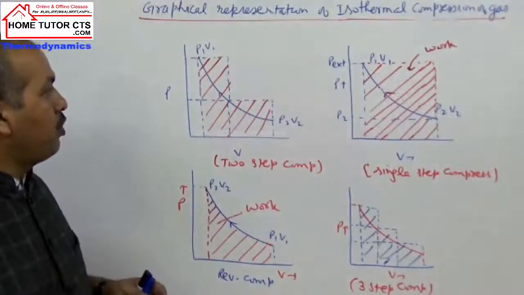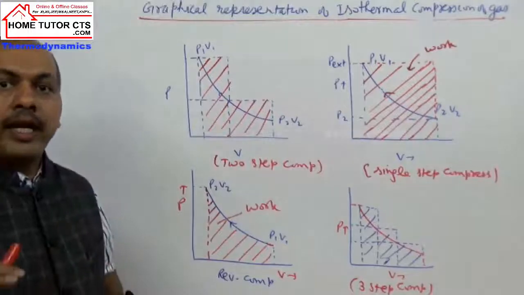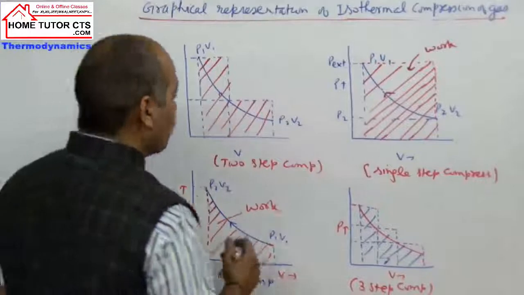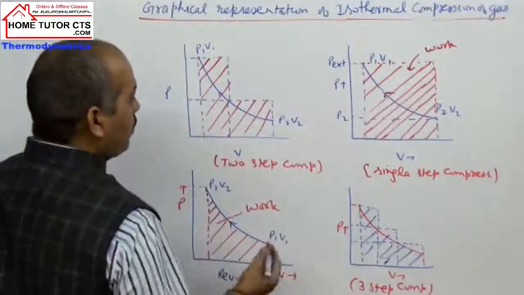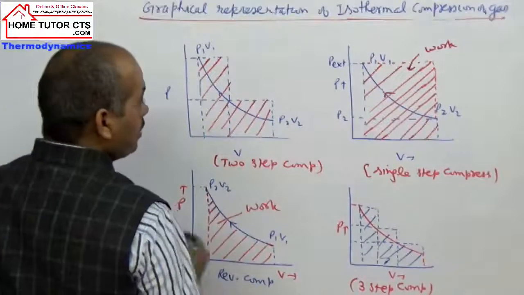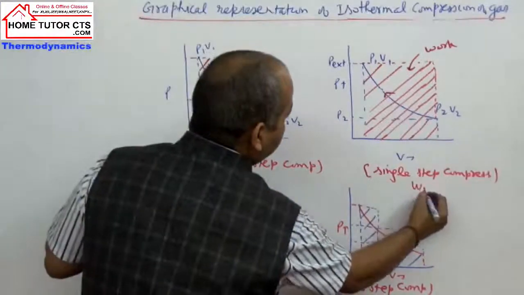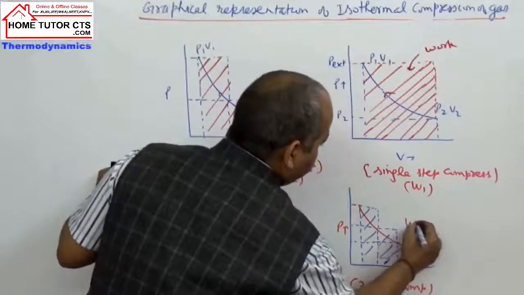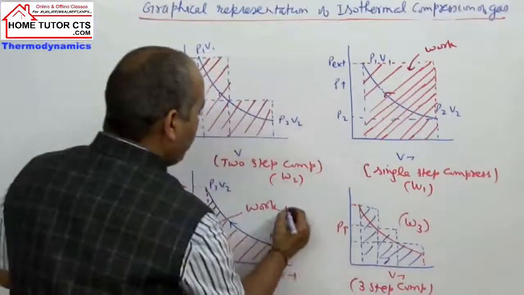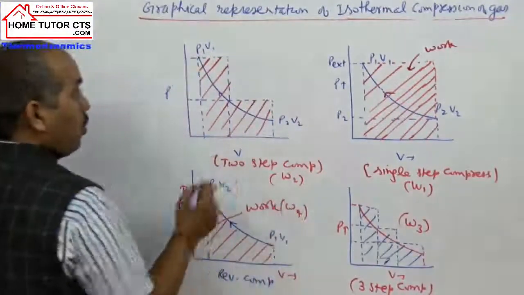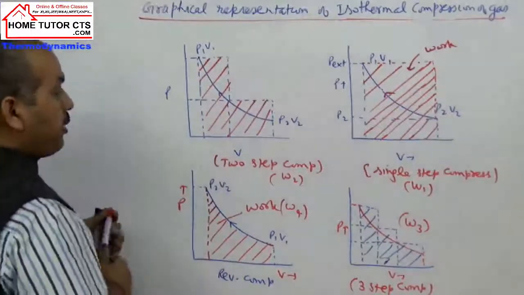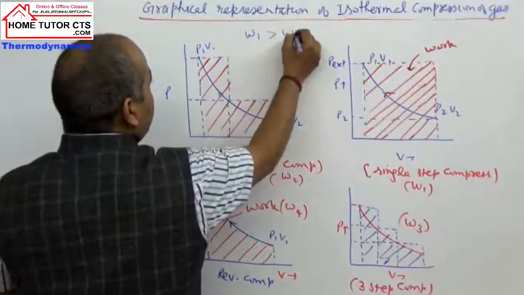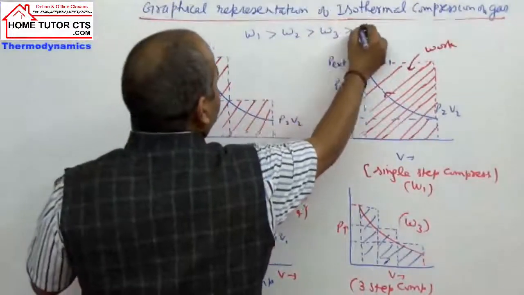In expansion the volume was increasing and in compression the volume is decreasing. So if I take the four kinds of work here, or four cases in this compression only, in which case is the work done maximum? If I take W1, W2, W3 and W4, what is the order of work done in magnitude? If you compare, you can see here W1 is maximum, then W2, then W3, then W4.